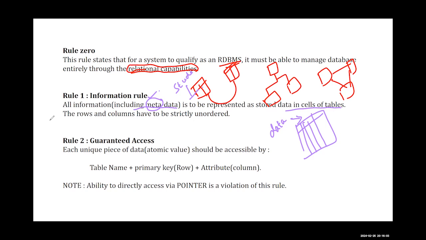Now what is this guaranteed access? Rule 1 says that all the data should be stored in the table. Now it should be able to access. We should be able to access any data with the help of table name, primary key and attribute. Okay, so what is this primary key?